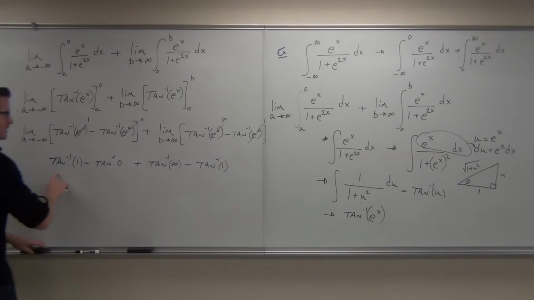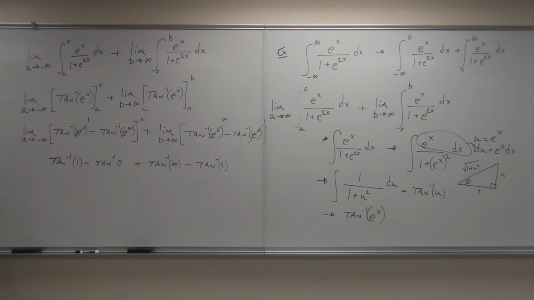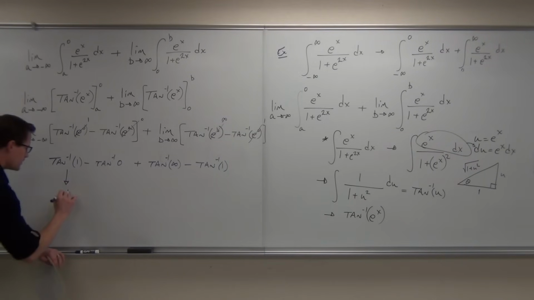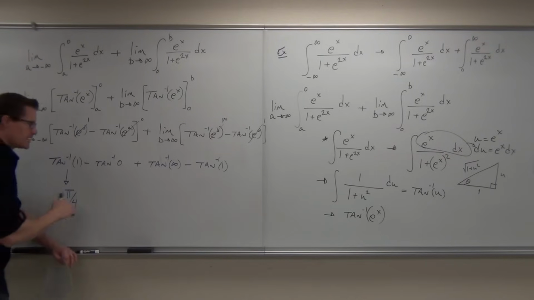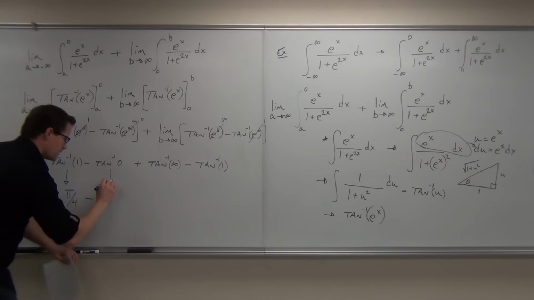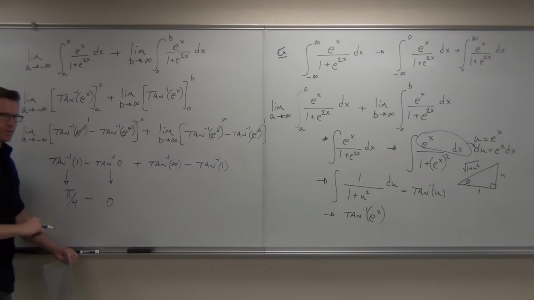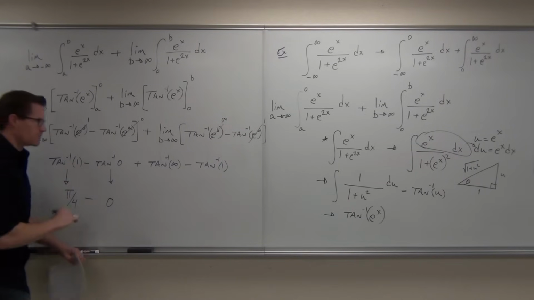How much is tan inverse of 1? Pi over 4. Very good. So tan of pi over 4 gives you 1, therefore tan inverse of 1 is pi over 4. How about tan inverse of 0? 0. Tangent of 0 gives you 0, therefore tan inverse of 0 gives you 0.